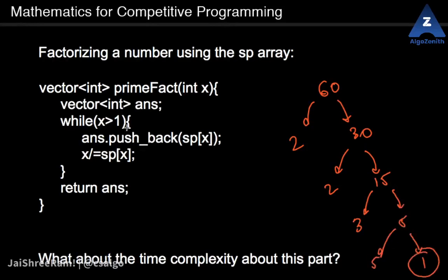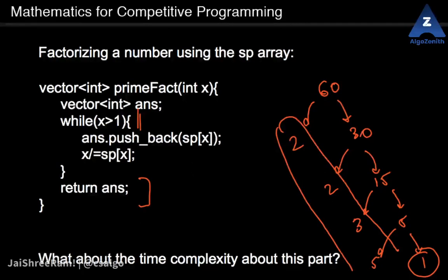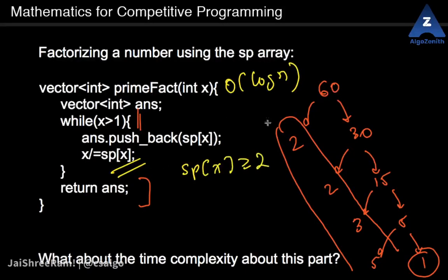As soon as we hit 1, this while loop fails, and this is the vector that is being created, so this is what we return: 2, 2, 3, 5. Now what about the time complexity of this part? This will be nothing but order log n. We have already discussed why this is log n: every time we are dividing by SP of x, and SP of x is greater than or equal to 2, so every time it's getting divided by at least 2, so this will terminate in log n number of steps.